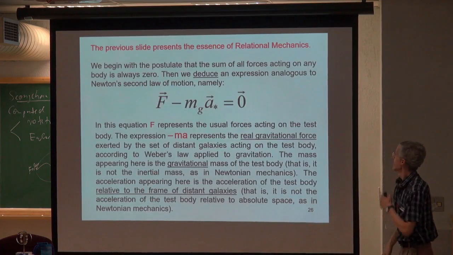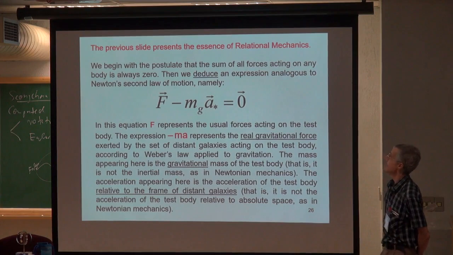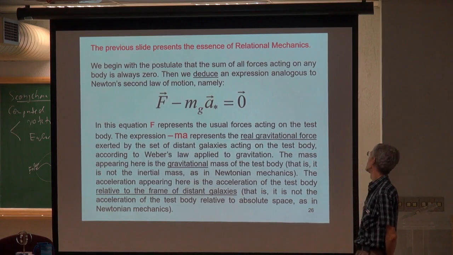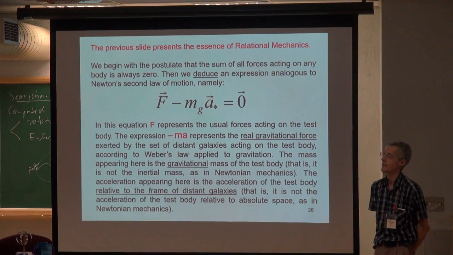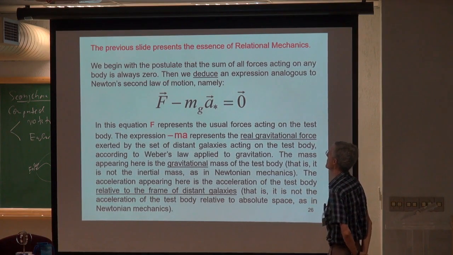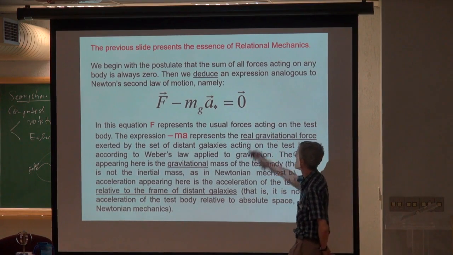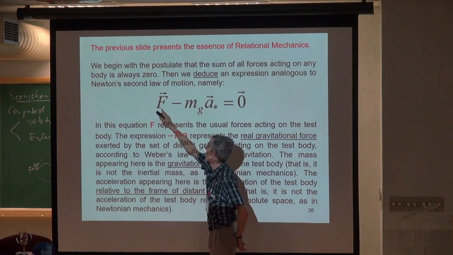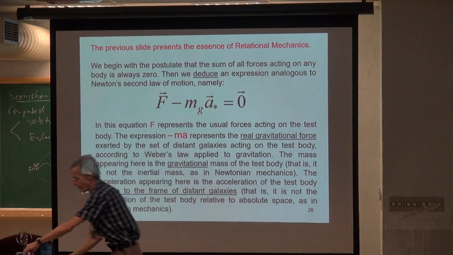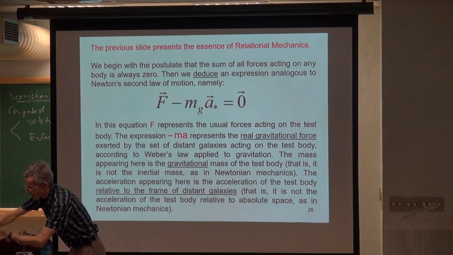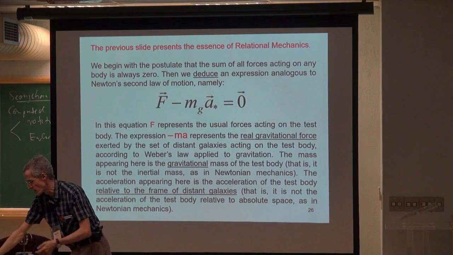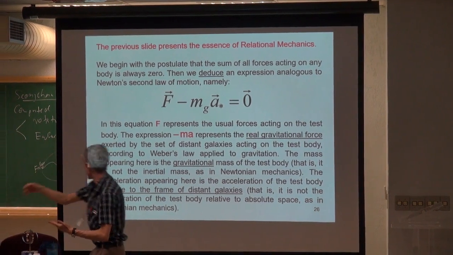So the previous slide presents the essence of relational mechanics. We begin with the postulate that the sum of all forces acting on any body is always 0. Then we deduce an expression analogous to Newton's second law of motion, this one here. In this equation, the capital F represents the usual forces acting on the test body: the force of the Earth, the normal force exerted by the table, friction, a spring, an electric field, a magnetic field, and so on.